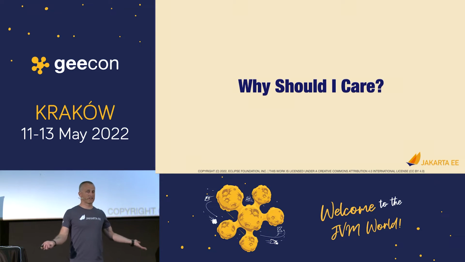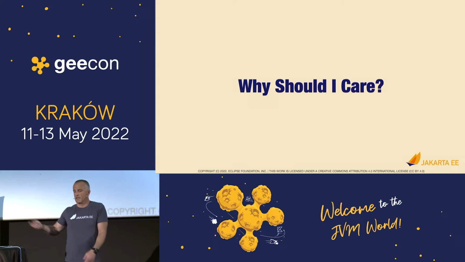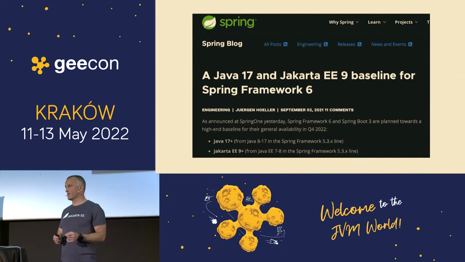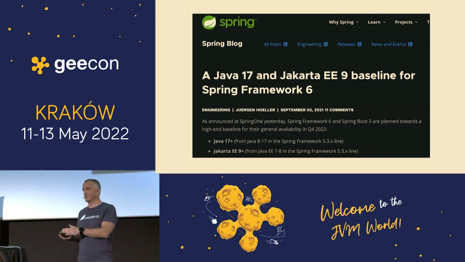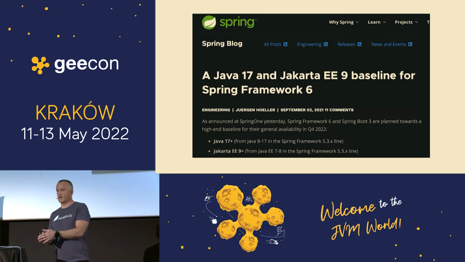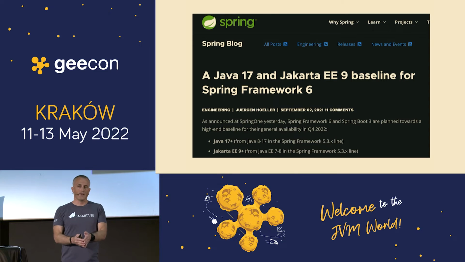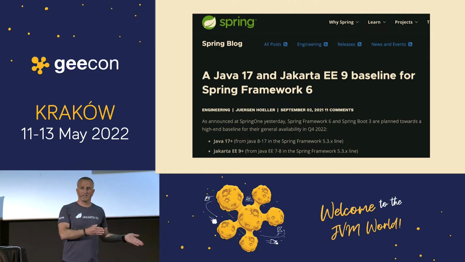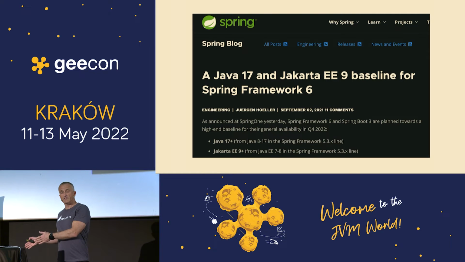If we're not using Jakarta EE, why should I care that these folks are changing their namespace? Well, it shows that a lot of very popular frameworks out there are relying on Jakarta EE technologies. And Spring Framework 6 and Spring Boot 3, which will be released, I think, in November this year, will be based on Java 17 and Jakarta EE 9. So they do this namespace change in Spring.